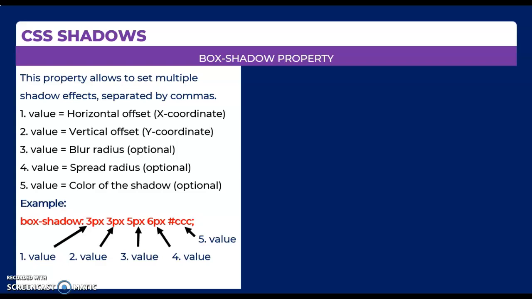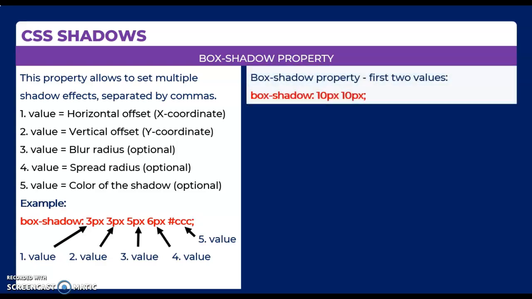The fifth value is the color. It takes any color value like hex, named, RGBA, or HSLA. If the color value is omitted, box shadows are drawn in the foreground color, the text color. But be aware, older WebKit browsers, pre-Chrome 20 and Safari 6, ignore the rule when color is omitted.